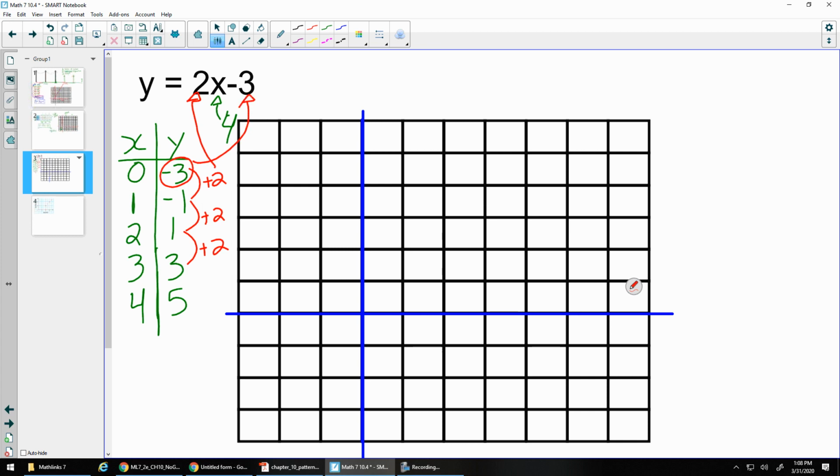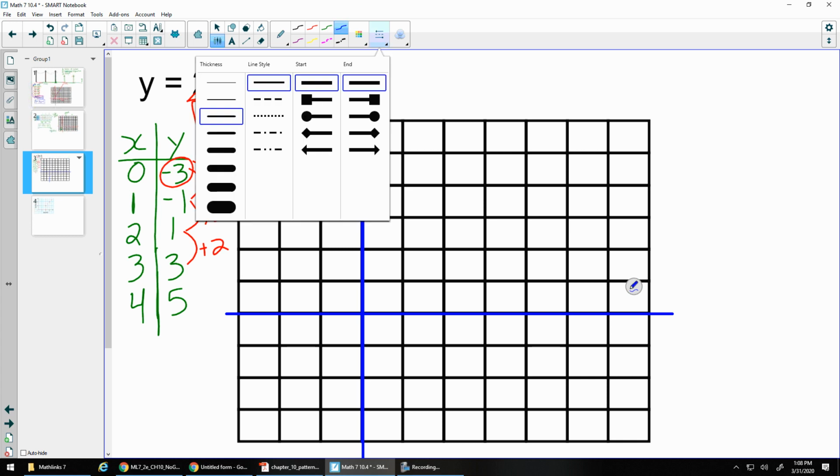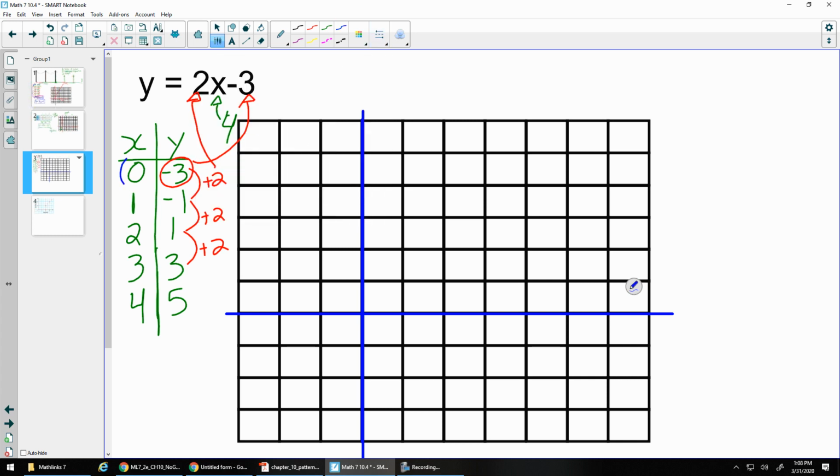Okay? Anyways, once we have our table of values, we're able to graph this because together they make coordinate pairs. So each one of these, this x and y value together, they make coordinate pairs. So when x is equal to 0, y is equal to -3. So if x is 0, y is -3, that would be down here.